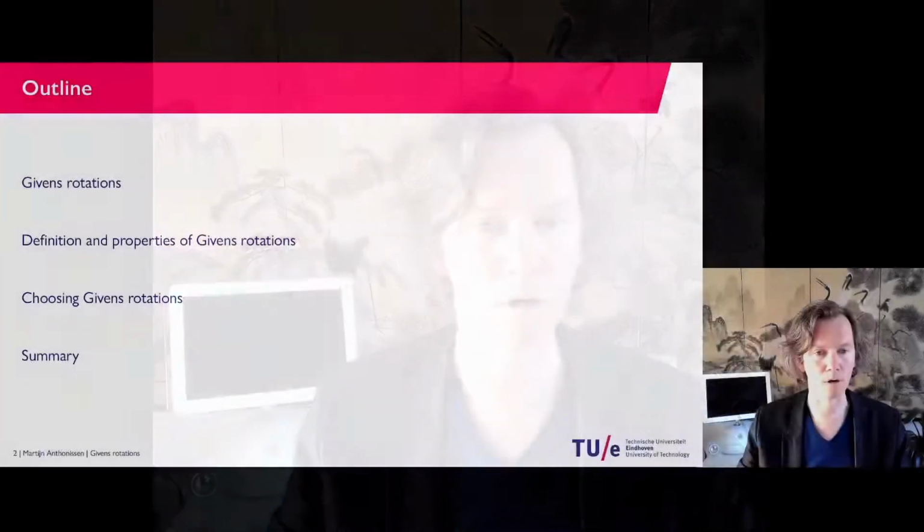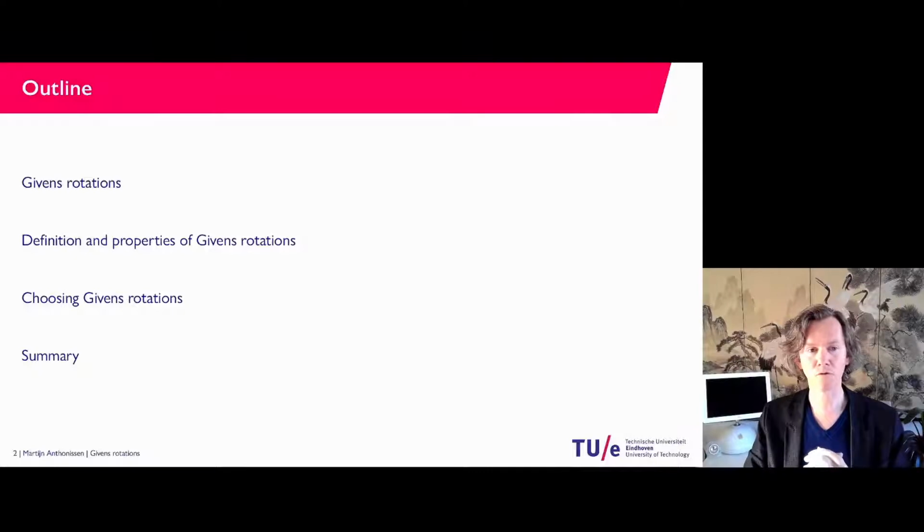So let's look at what we will see in this video. I will give a definition for Givens rotations. I will show some of their properties. Then I will explain how you can choose them in such a way that you can create zeros in a matrix. And I will also give an example of how this works for a 3 by 3 matrix.